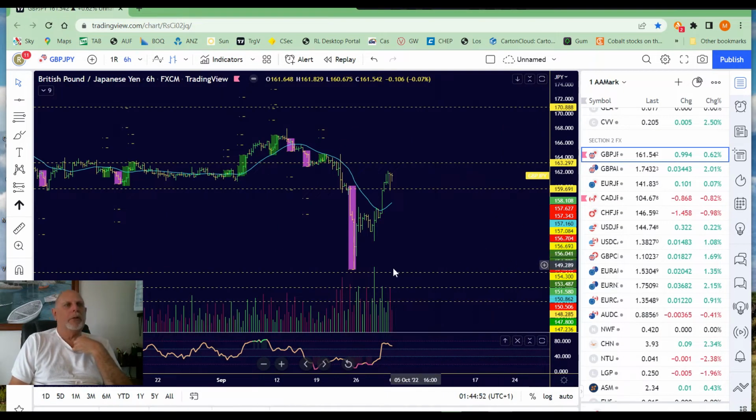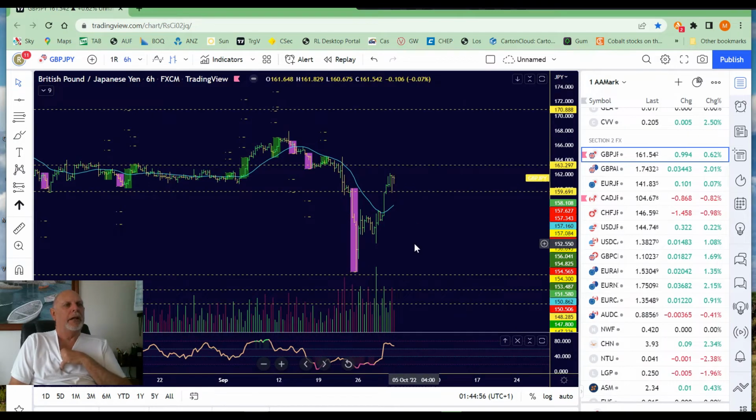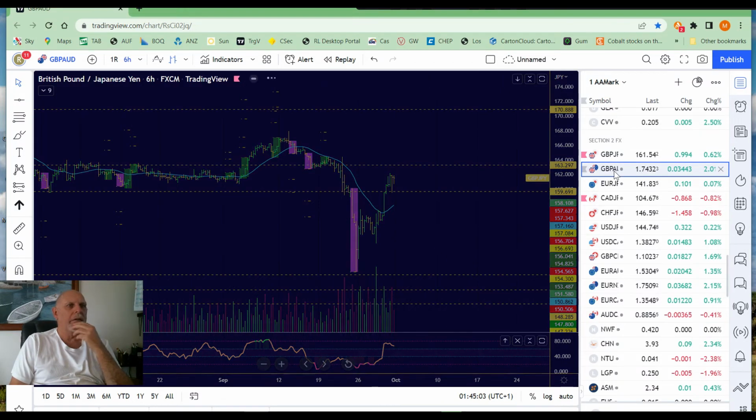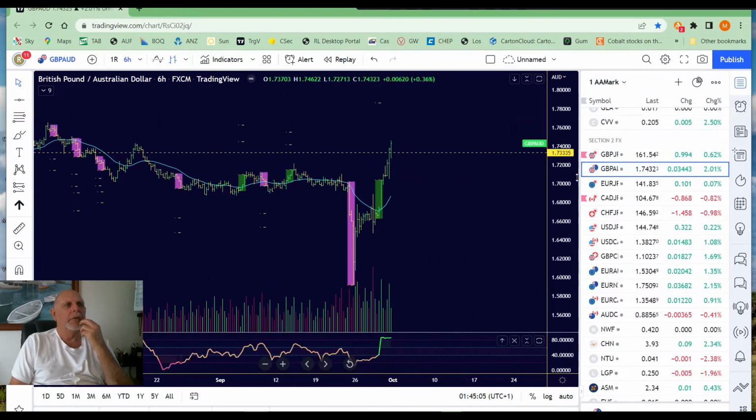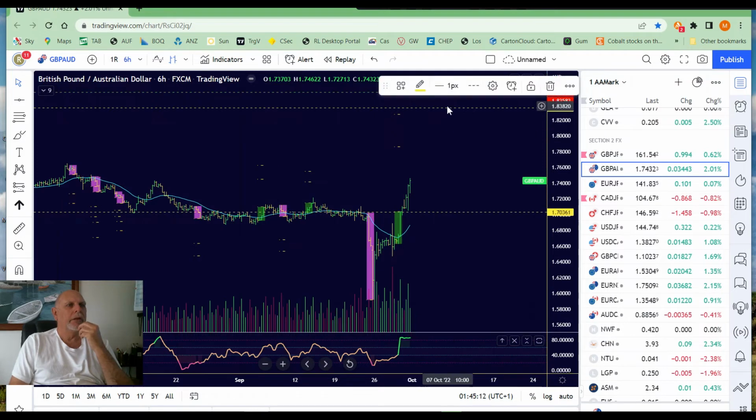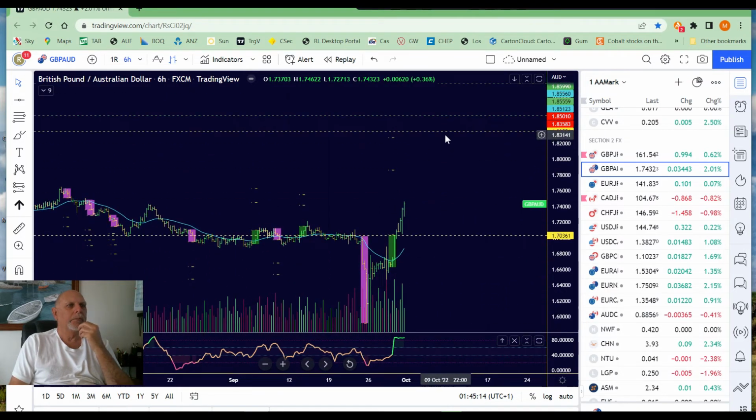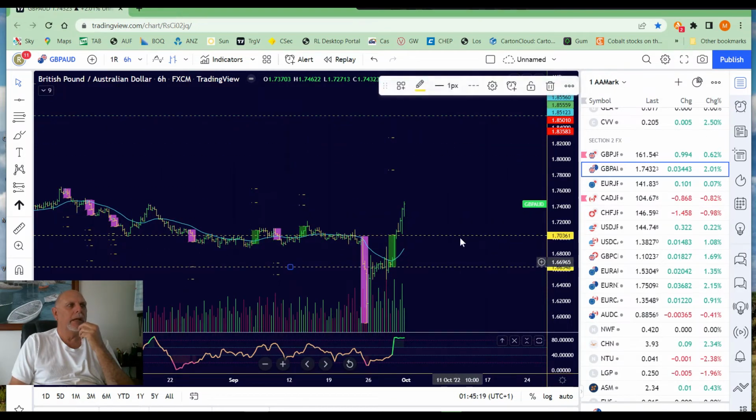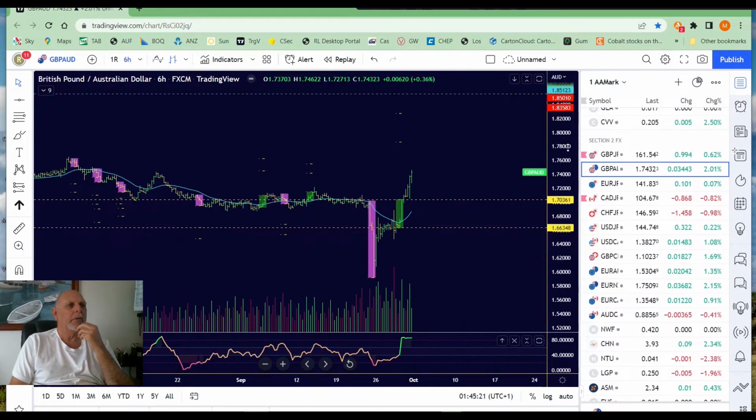So we'll just have a quick look through the currencies on a 6 hour and see if we've got any indication of long-term targets that we can use to convert back to our other trades. We've got the British pound, Aussie dollar. Well, here's the classic story here. Here's the PT3. And again, this is a 6 hour chart, so that's quite representative of what's going on.